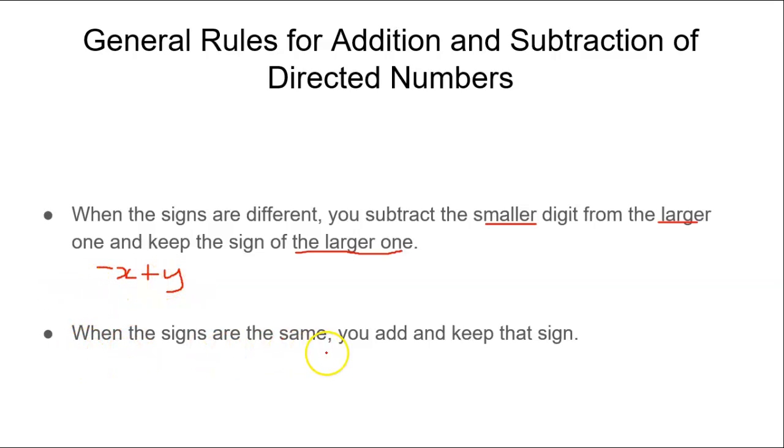When the signs are the same, you add and you keep that sign. So for example, if you have a number a plus another number b, both a and b are positive. Therefore, you would have to add a to b, so you'll be able to get your answer. Let's say you have another example, negative m minus n. Again, both numbers are negative, so you'd have to add and keep that sign. Good, so let's look at some examples.